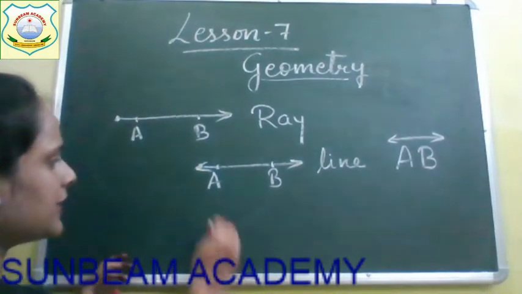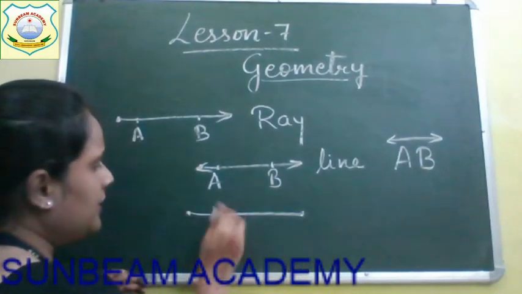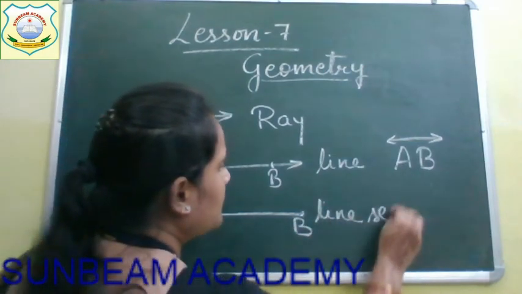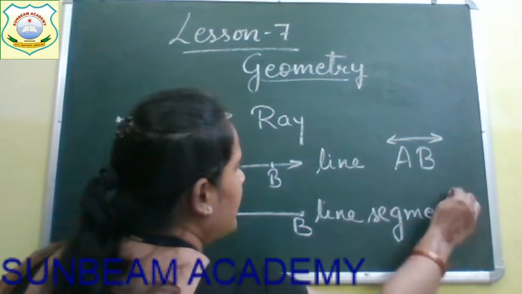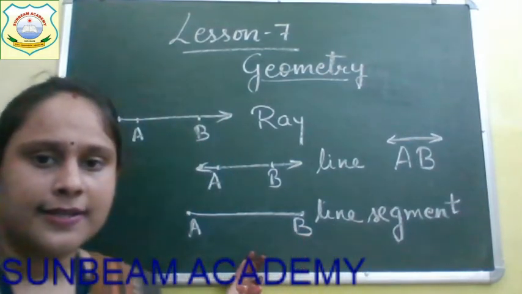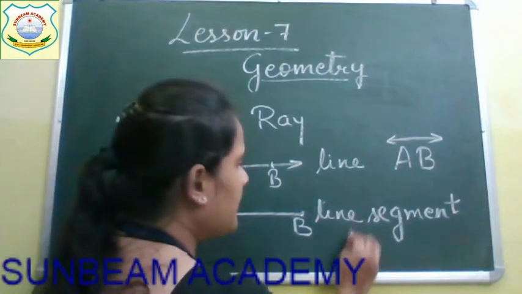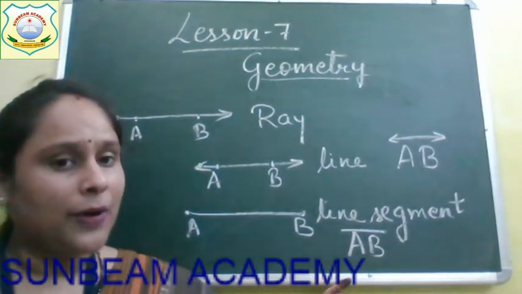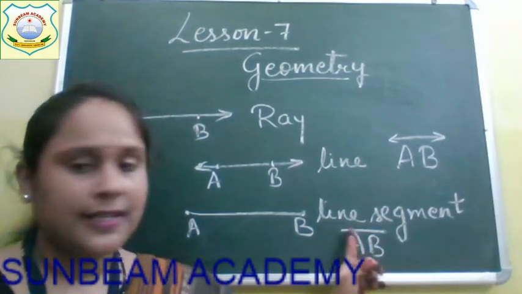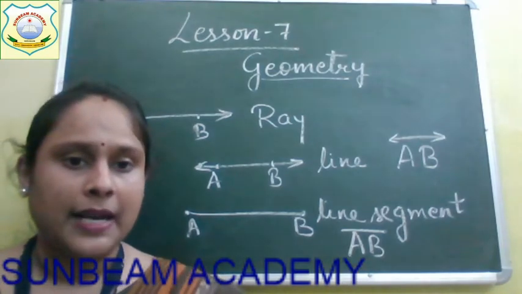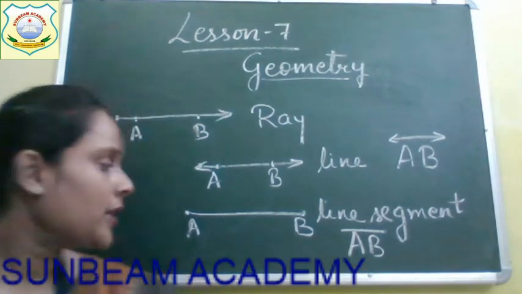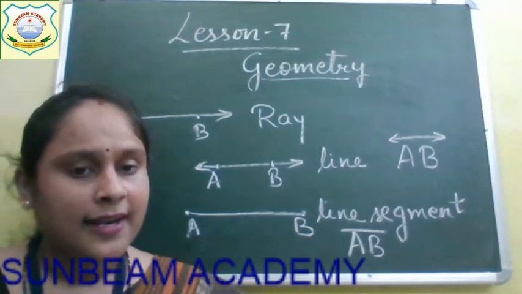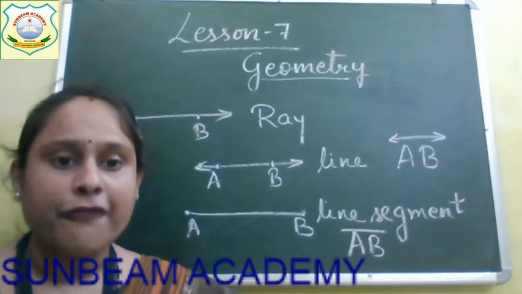Now see, this is a line segment. A line segment has two endpoints. It is written as AB with just a simple line drawn over it. So a line segment has two endpoints and it cannot be extended in either direction. It has a fixed length.